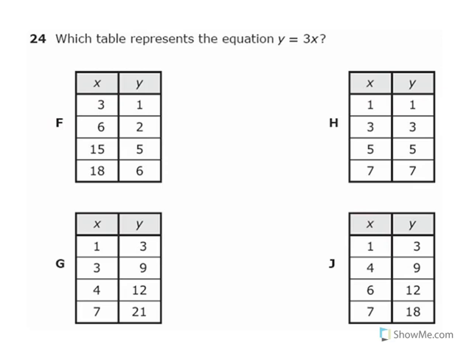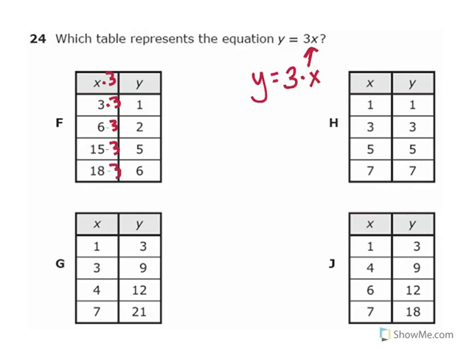Okay, which table represents the equation y equals 3x? And remember, what does that mean? That means 3 x, when there's no operation sign, it means multiply. So I'm really saying 3 times x. So I want to know which one equals y equals 3 times x. That means whatever I do, I'm going to multiply the x times 3 to get to my y.